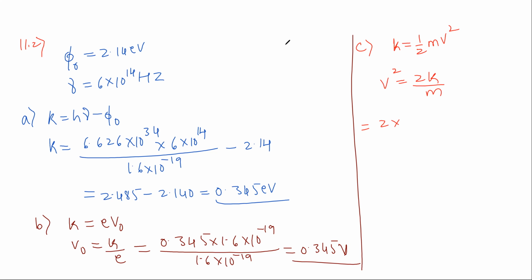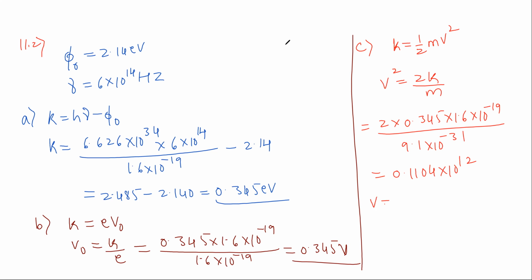K value is 0.345 into 1.6 into 10 to the power of minus 19 divided by 9.1 into 10 to the power of minus 31 ಮಾಡಿದಾಗ, so we got 0.1104 into 10 to the power of 12 ಅಂತ ಬಂತು. Therefore V value ಎಷ್ಟು ಬಂತು? 3.323 into 10 to the power of 5 meter per second.